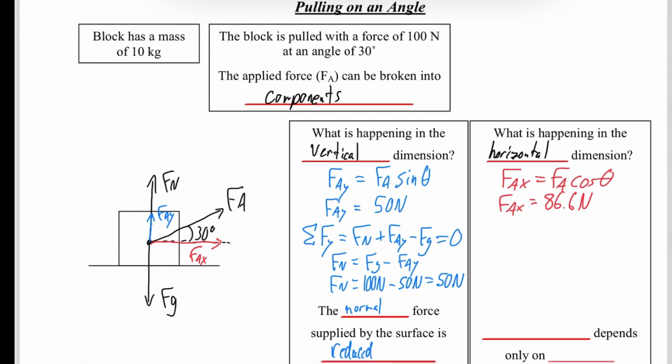So if this is frictionless, then in this case, we do our sum of forces, we'll find that our net force is going to be equal to FAX. So from this, we'll determine that our acceleration is only going to depend on this FAX.